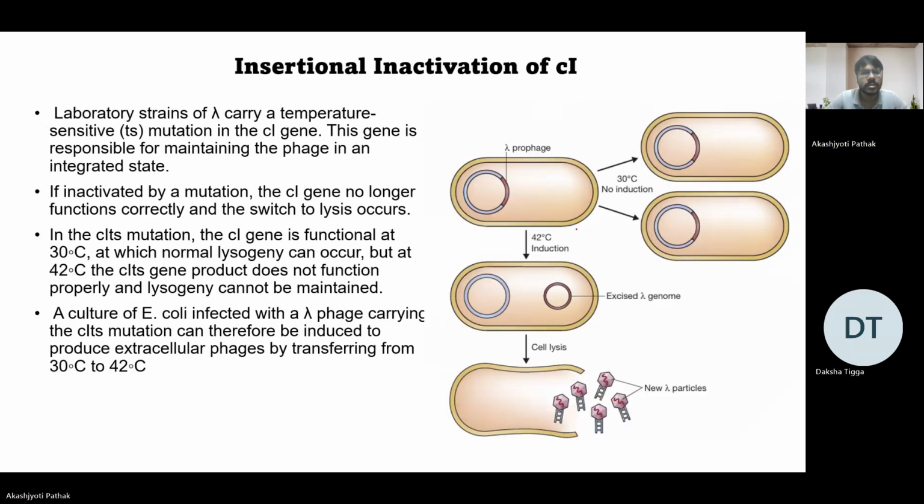Now there is another method, insertional inactivation of CI. This is done in viruses, basically the lambda phage that we were seeing in the earlier session. This laboratory strain of lambda carries a temperature sensitive mutation in the CI gene. So this is your lambda prophage.